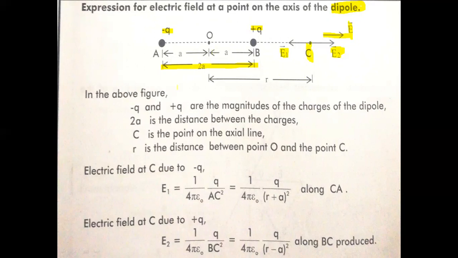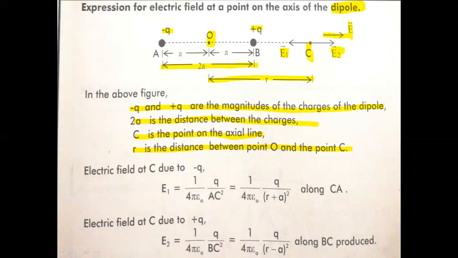Let us see the diagram first of all. In the above figure, minus Q and plus Q are the magnitudes of the charges of the dipole. You know that. Those are the values of the charges of the dipole. Minus and plus itself indicate the sign. So here 2A is the distance between the charges. C is the point we have considered on the axial line, on the straight line. R is the distance between the point O and the point C. In between the dipole also we have considered a point, that is O. So between the point O and C, there is a distance that is denoted as R. I think you have understood.